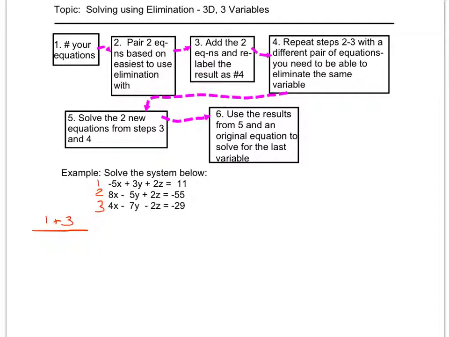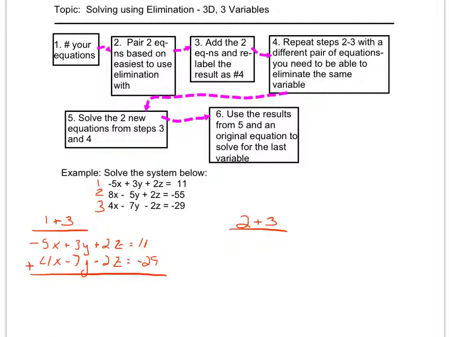And then I'm going to add equations 2 and 3 because again, those will both make it very easy for z to drop out. And I have to have the same variable drop out first both times. So I'm going to take equation 1. It's really nice. I don't have to change it at all because I already have opposites. And I'm going to take equation 3. And now, just like I did with 2 dimensions, I'm going to add these together, giving me negative x minus 4y equals negative 18. That's going to be my new equation 4.